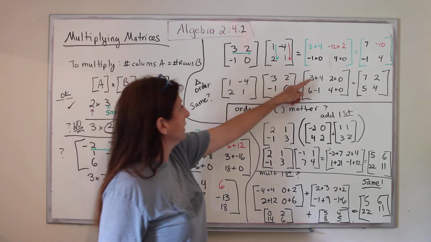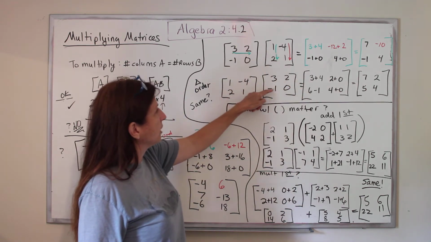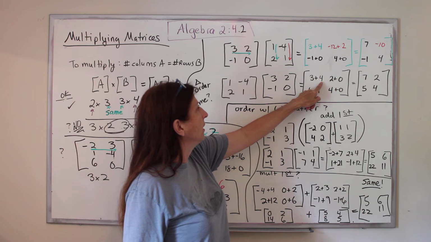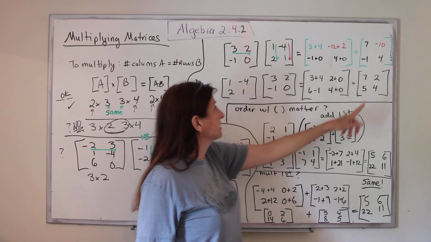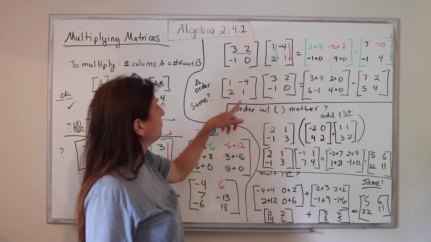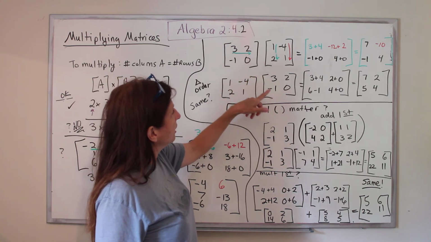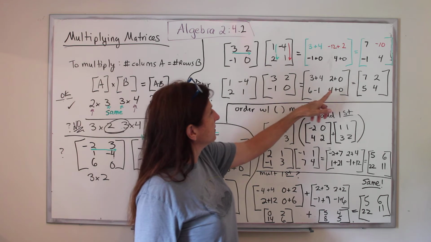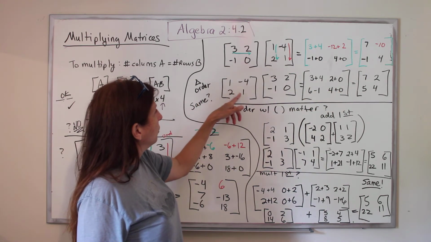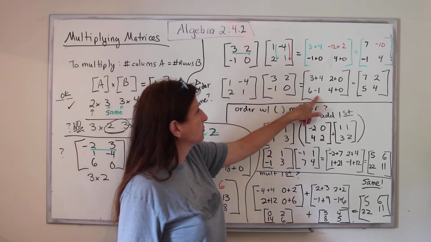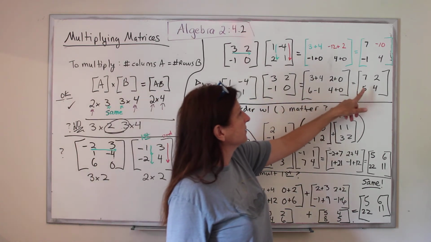1 times 3 is 3. Negative 4 times negative 1 is 4. 3 plus 4 is 7. So far it looks good. Now we go down one. 2 times 3 is 6. And 1 times negative 1 is minus 1. 6 minus 1 is 5.